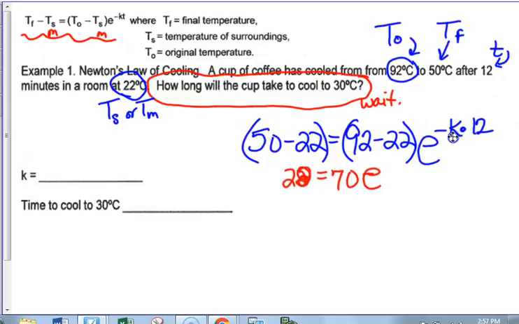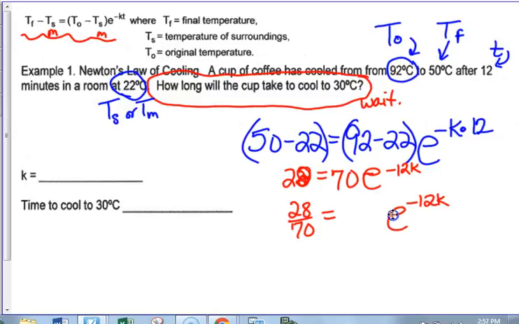E to the, now, can I write this as negative 12k? Is everybody okay if I just move that 12 out in front like we usually do when we have a variable? First thing, we solved lots of these yesterday. Divide 28 over 70. I'm just going to leave it. You can type it in. I think it comes out nice even. 0.4 maybe.